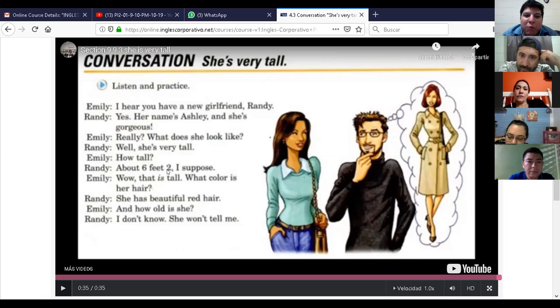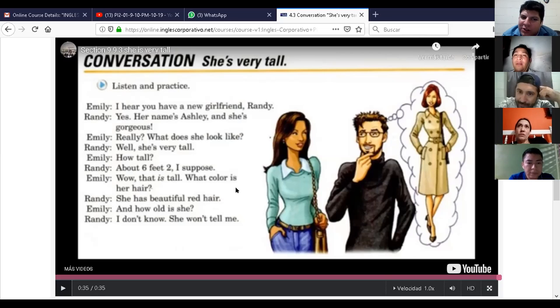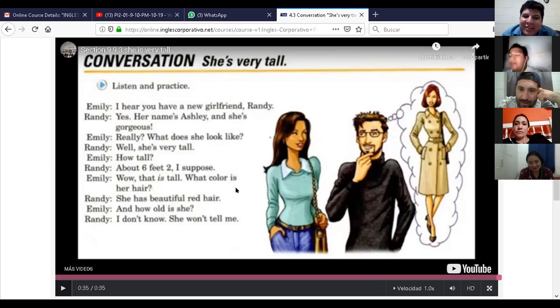Good job, guys. Wow. That is tall. What color is her hair? She has beautiful red hair. Everyone, she has beautiful red hair.